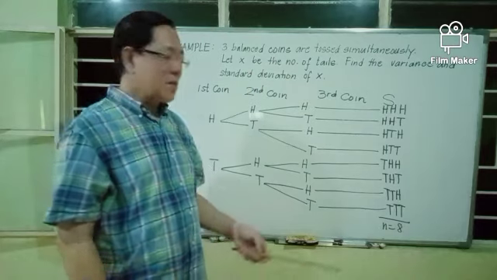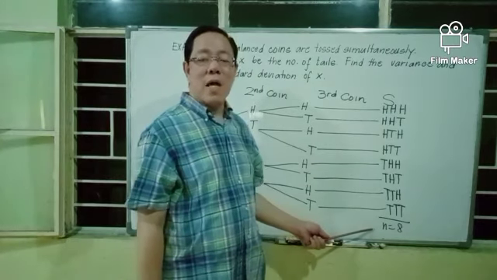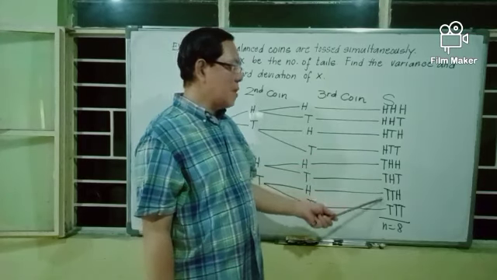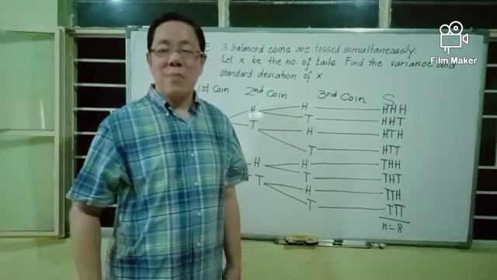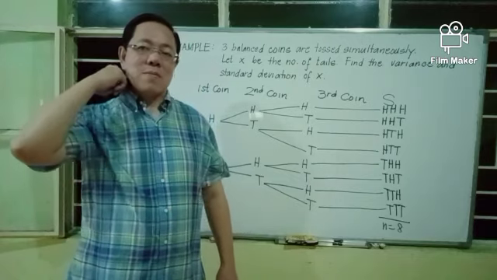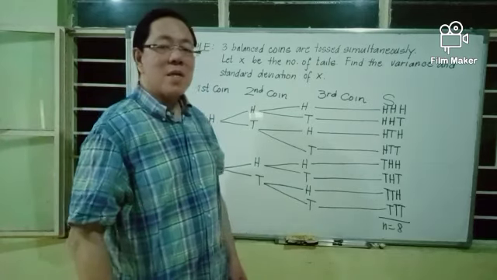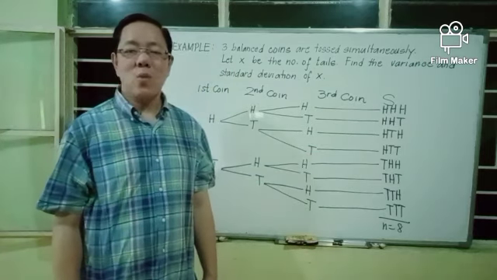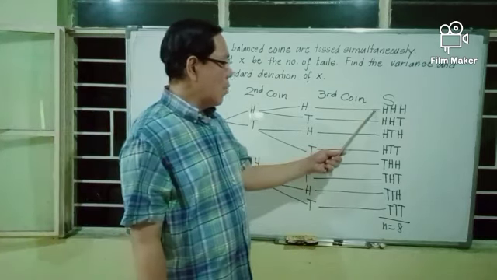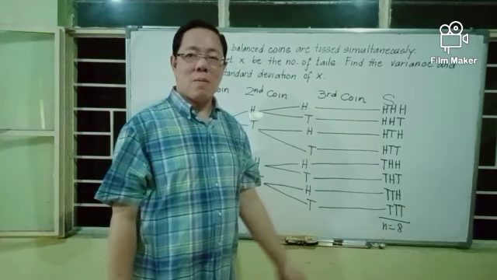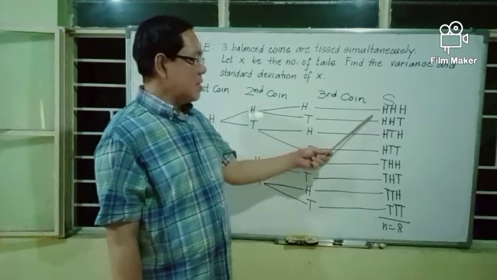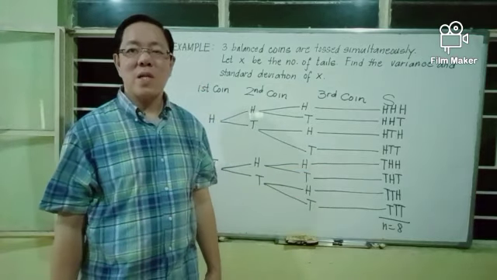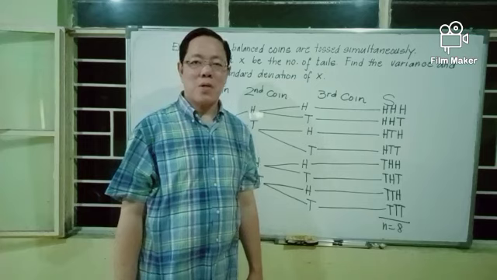And our sample size is n. That means there are 8 possible outcomes: 1, 2, 3, 4, 5, 6, 7, 8, when you toss 3 balanced coins simultaneously. The probability that each one of these events will happen is 1 over 8, 1 out of 8 possible outcomes. That means all the events are equally likely to occur.